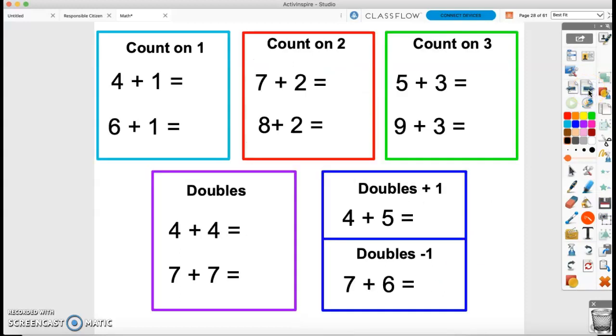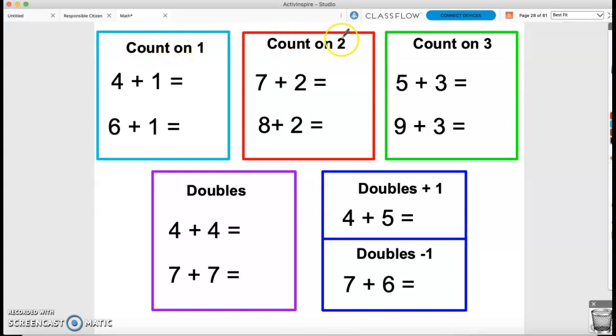All right, let's see what our next problem is. So we have some strategies to use. We have count on 1, count on 2, count on 3. We have doubles, doubles plus 1, and doubles minus 1 that we're going to practice right now. So the first box is count on 1. So I know that when I count on 1, I'm going to draw 1 dot here for the 1. And I'm going to count up. I'm going to say the bigger number and count up. So I have 4, 5.